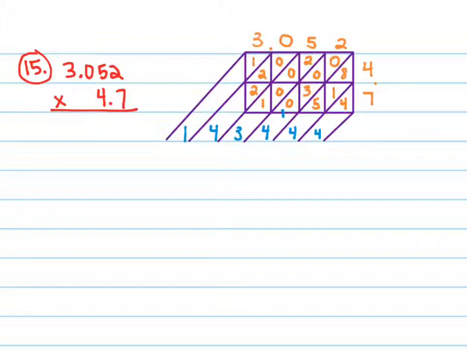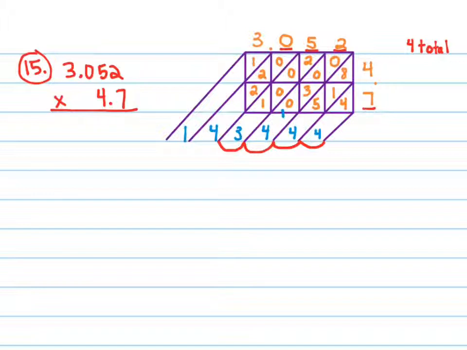Now that I have this, I'm going to count my decimals. So I have how many spots behind the decimal? On the top I have 1, 2, 3. And on the bottom I have 1, so a total of 4. So 4 total spots is how many I'm going to have to move. So I start at the far left, and I'm going to move it 4 spots.